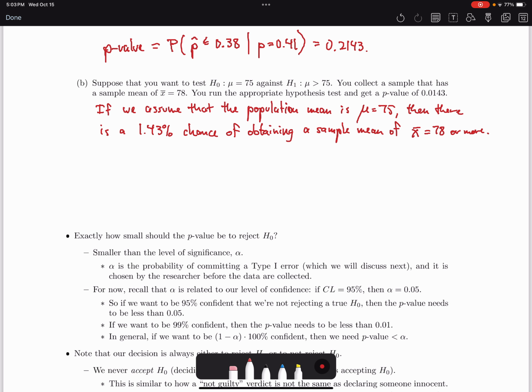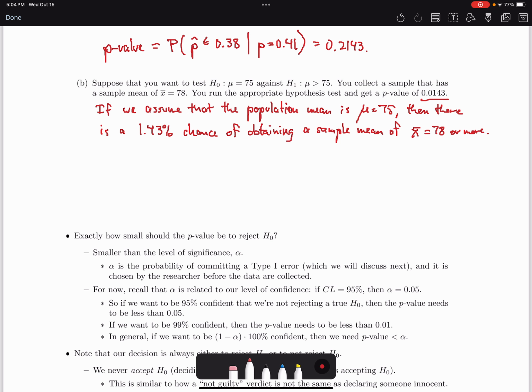Okay, so the interpretation here would be, if we assume that the population mean is mu equals 75, then there is a 1.43% chance of obtaining a sample mean of 78 or more. Now this time I'm saying or more because 78 is more than our null value of 75. So if 78 is unusual, then anything more than that would also be unusual.